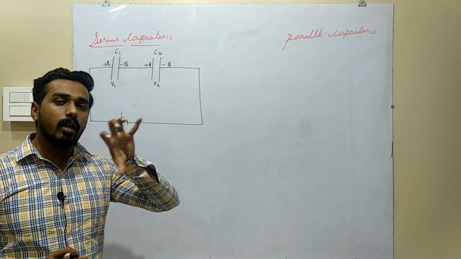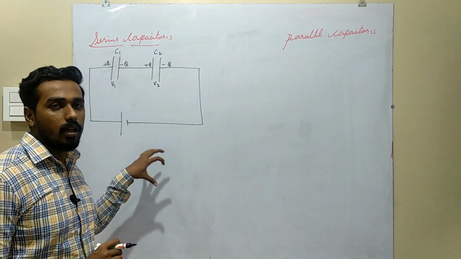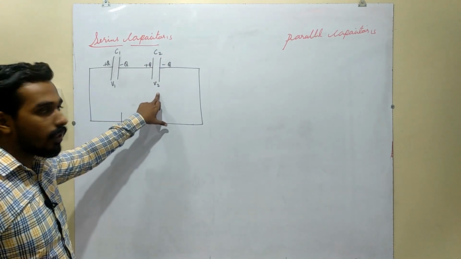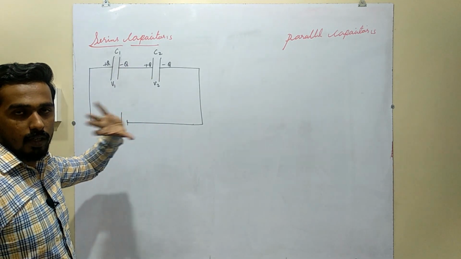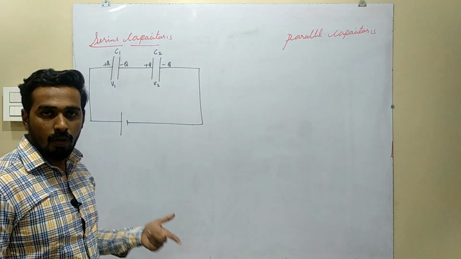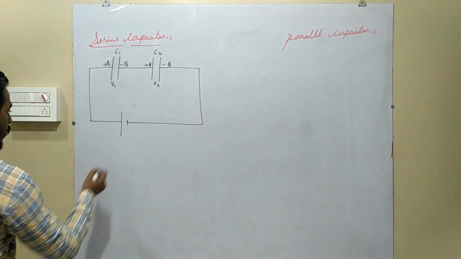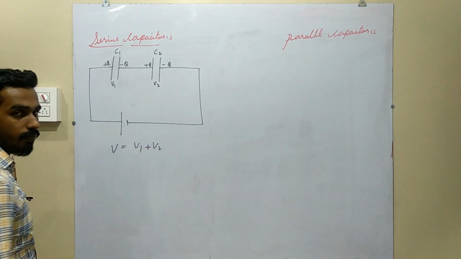The varying value should be taken first, and here the varying values are V1 and V2, but we have charge constant. Charge is the same, charge is not changing. We don't have Q1, Q2. Yes, we have V1 and V2. Therefore, V is equal to V1 plus V2.